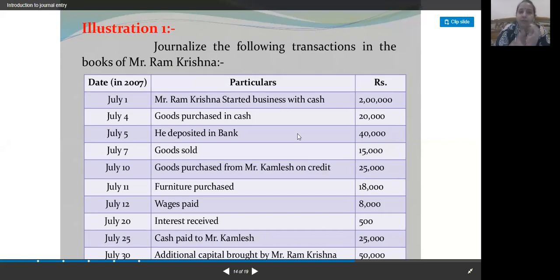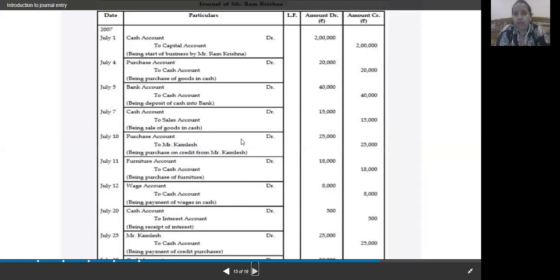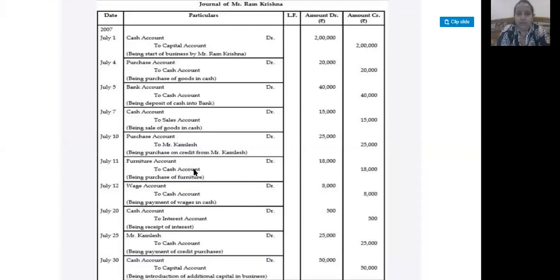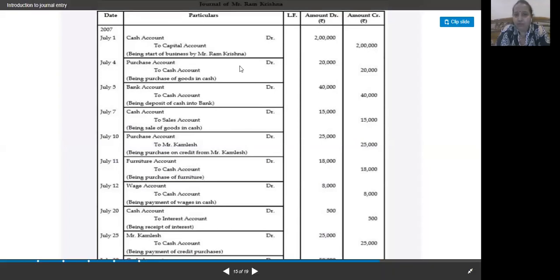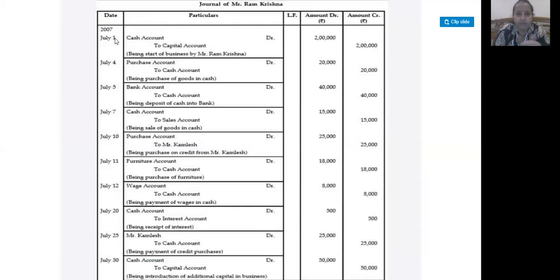So first, your first step is to frame your format. I'm just moving towards the next. Look, this is how your register page will look. You can see the date is there, this is your format, particulars are given, ledger folio is given, amount debit is given, amount credit is given. Just simply focus on this first transaction. For now you only have to understand how to write it.